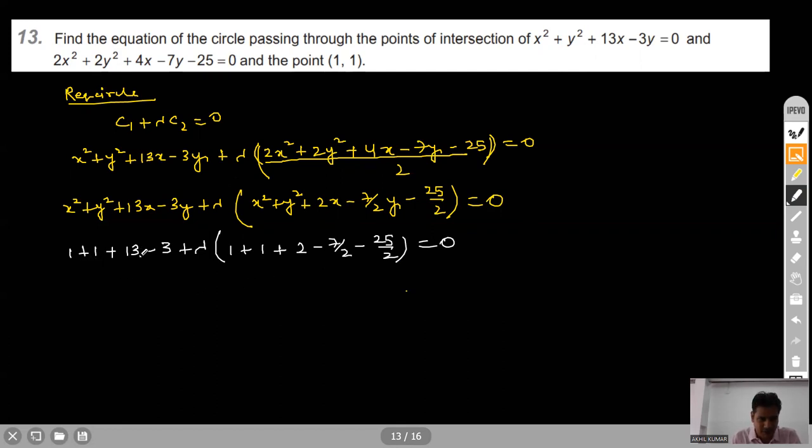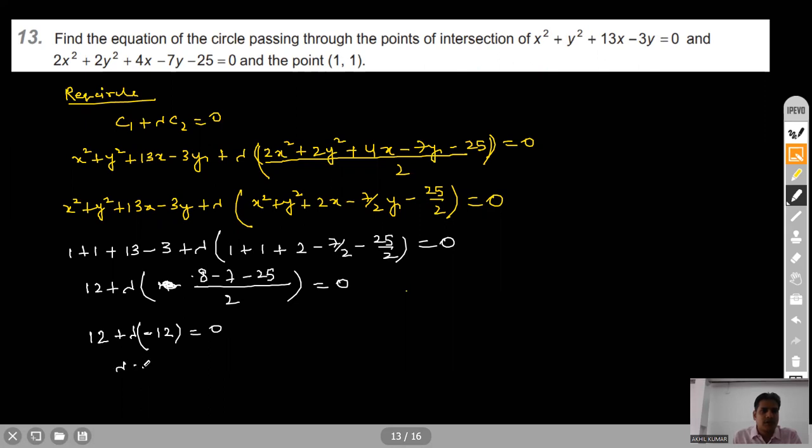Right, so 1 plus 1, 2, 13, 13 plus 2, 15 minus 3, will be 12. 12 plus lambda, 1 plus 1, 2, 2 plus 2, 4, 4 minus this, let me take LCM completely, so 2, then this will be 4 times 2 is 8, minus 7 minus 25, right? This should be equal to 0. So 12 plus lambda times, how much will it be? 8 minus 7 will be 1, 1 minus 25 means minus 24. Minus 24 by 2, that will be minus 12. So 12 plus minus 12 lambda is equal to 0. So from here we got lambda as 1, right? 12 lambda is equal to 12. So lambda is equal to 1.